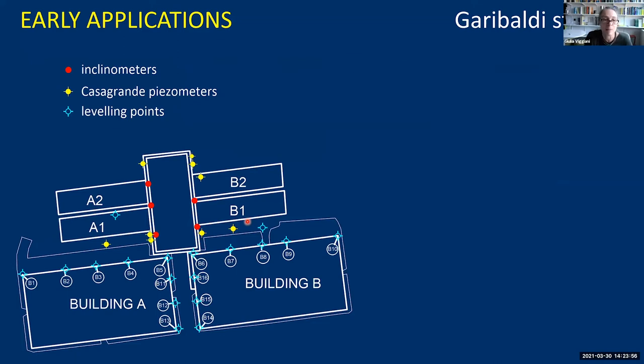In particular, this is a plan of the monitoring instruments at Garibaldi Station. During excavation of the station, the horizontal displacements of the diaphragm walls were monitored using inclinometers. The pore water pressures both inside and outside of the excavation area were monitored by using piezometers, and the ground and building settlements were measured by precision leveling.